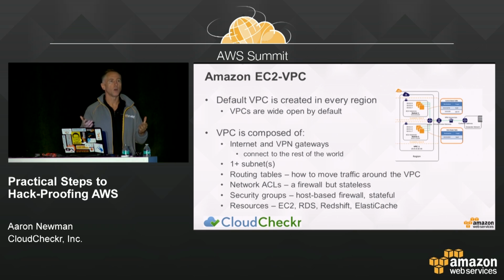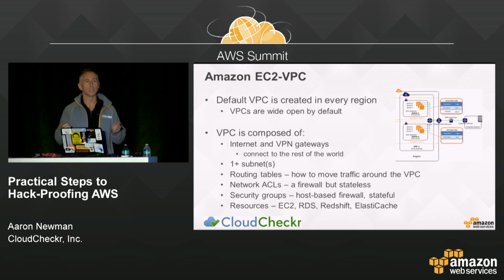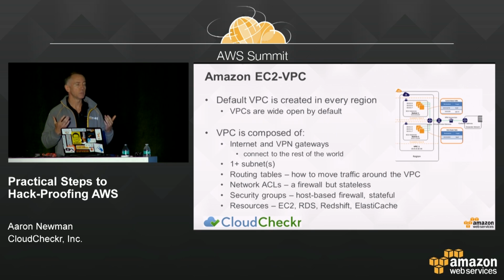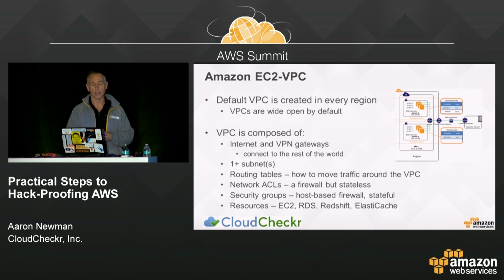Understand that by default, VPCs are wide open, so you have to actually go in there and specifically turn them on, basically set the rules to be much more restrictive. That's something you should definitely do. As well, VPCs have a lot of components and they can be complicated, because you have internet and customer or VPN gateways. These are what connect to the rest of the world. Within the VPCs, you have subnets. Those subnets have routing tables that allow you to route things both internally and externally.